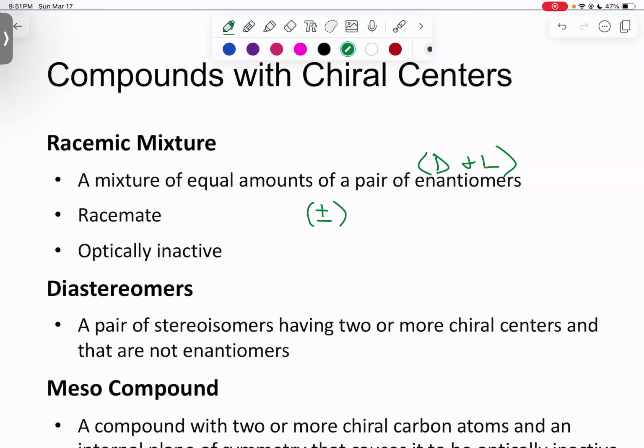Diastereomers, you can have diastereomers. Remember, diastereomers are not mirror images, but they are arranged differently. So it's a pair of stereoisomers that have 2 or more chiral centers that are swapped. And I'll show you what that means in a minute. But they're not enantiomers. They're not perfect mirror images. And I'm going to show you some examples in just a bit.